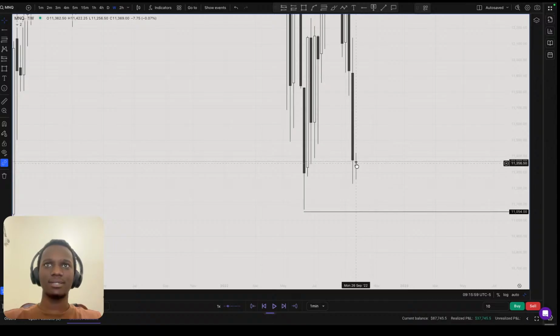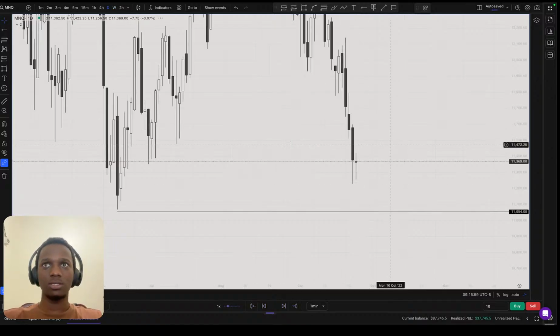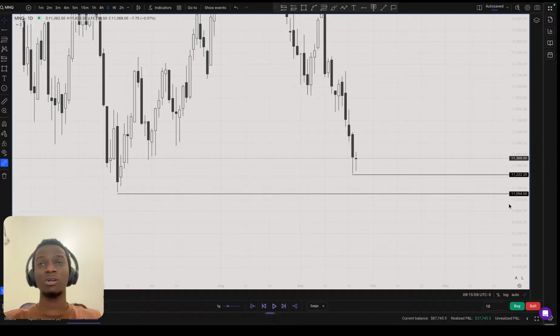Right now, the weekly, we have this low here. The daily still has this low, so I think maybe price could continue lower, but I don't have any confidence built up yet.